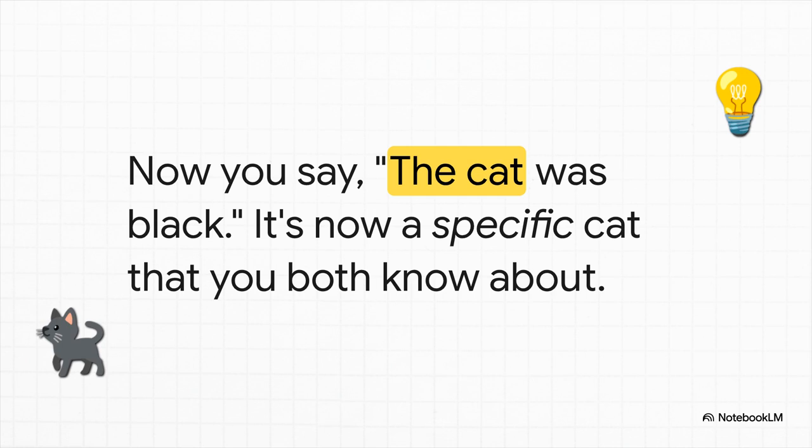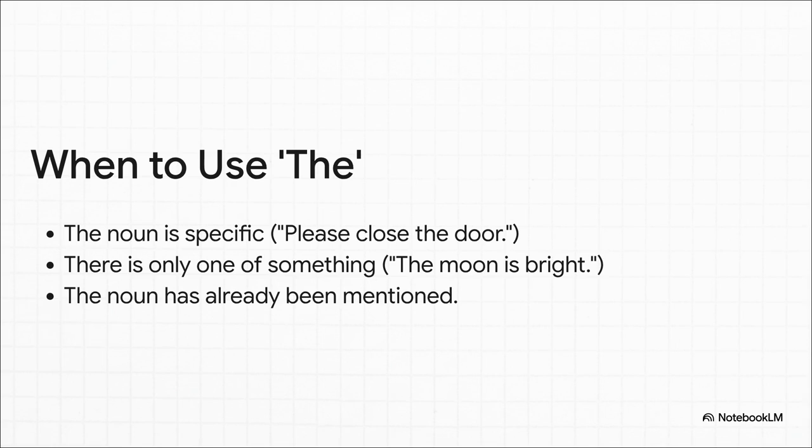But the second you mention that cat again, everything changes. Now you say, the cat was black. It's no longer just any old cat. Oh no, it's the specific cat that you both now know about from that first sentence. So let's just quickly break down when you're going to reach for the. First, when something is specific and everyone knows what you mean, like please pass me the remote. Second, when there's only one of that thing in existence, like the sun or the Eiffel Tower. And finally, like we just saw with our cat, you use it anytime you've already mentioned that noun before.